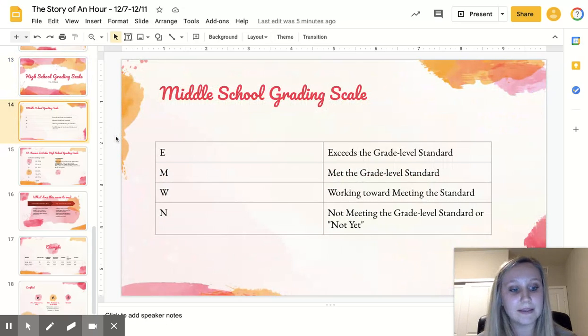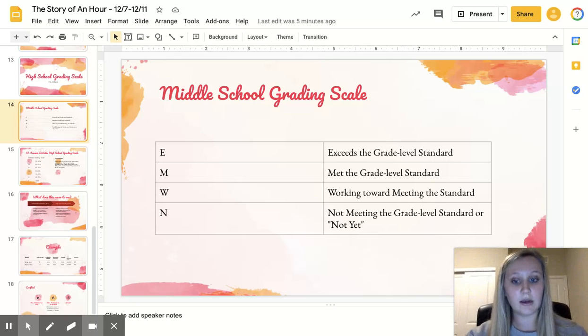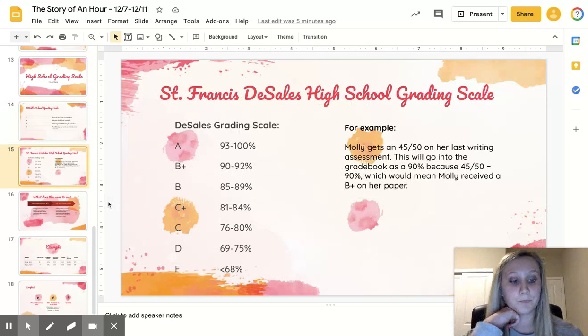So this is the middle school grading scale. You might be familiar with it, so at least I hope you are. So let's take a look at this. The EMWN. E would be exceeding the standard, M meeting the standard, W working toward it, and N not meeting it. So this is great and all, but once you get to high school, this is going to change, and I'm going to show you what ours looks like.